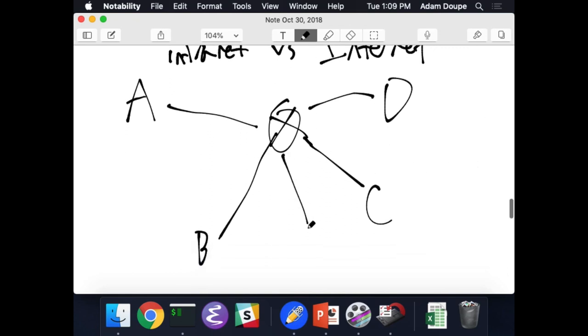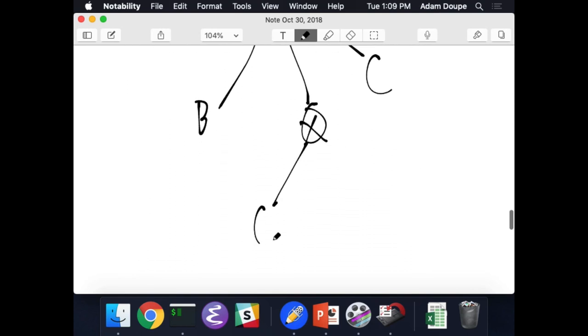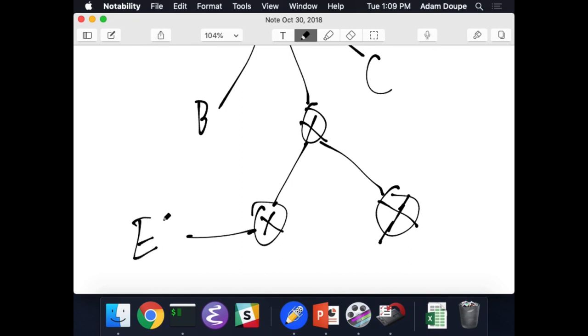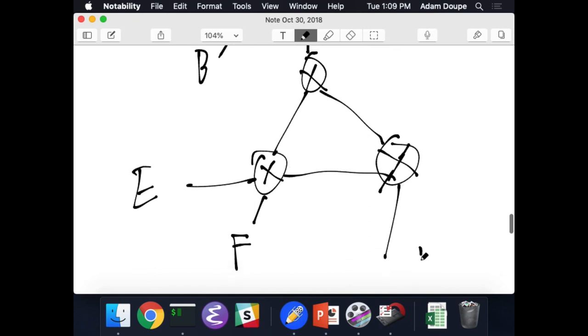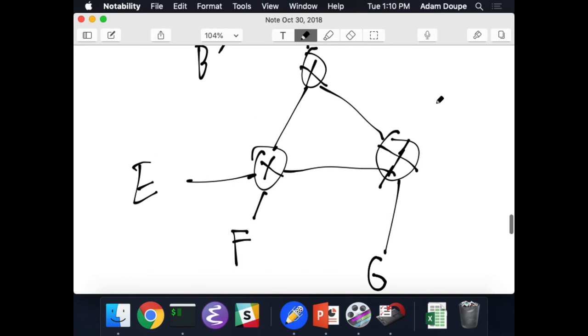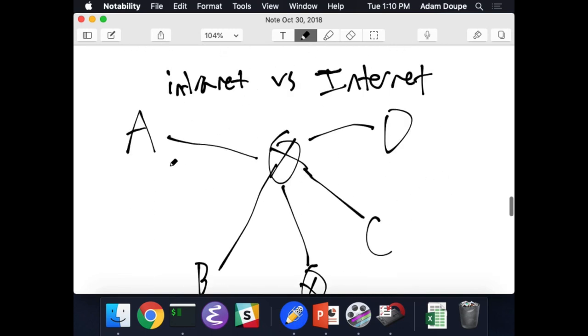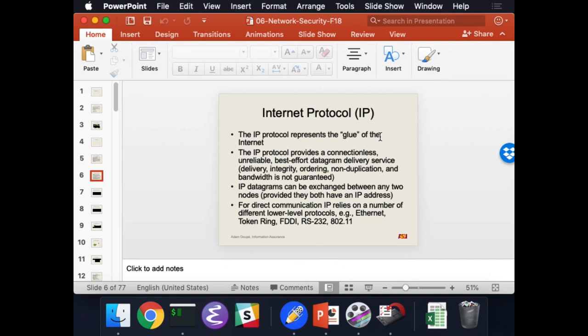Yeah, so the way to kind of think of it is it's a series of networks that all share this IP space. I'm running out of letters. Right, so it kind of answers the question of how does A talk to G, which is in some completely other network. And that's basically what IP does.